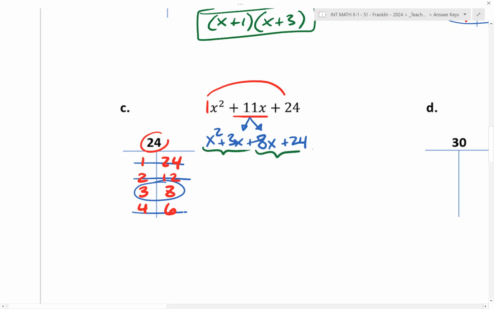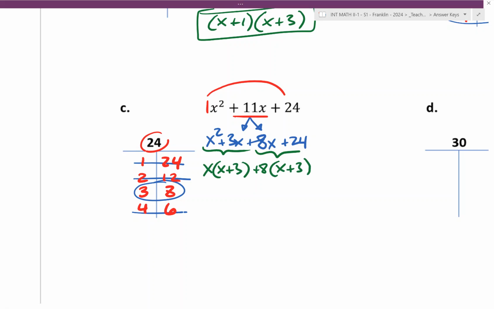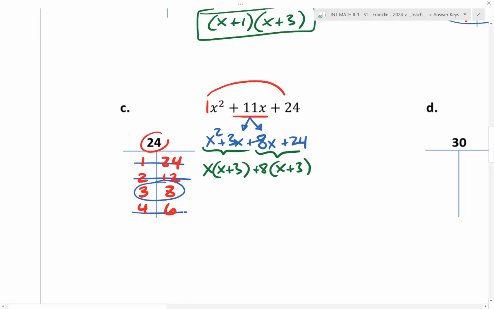So we can take out some GCFs now. x times x plus 3. Then we can take out an 8, leaving us with x plus 3. That's good. So our two factors are x plus 3 and x plus 8.